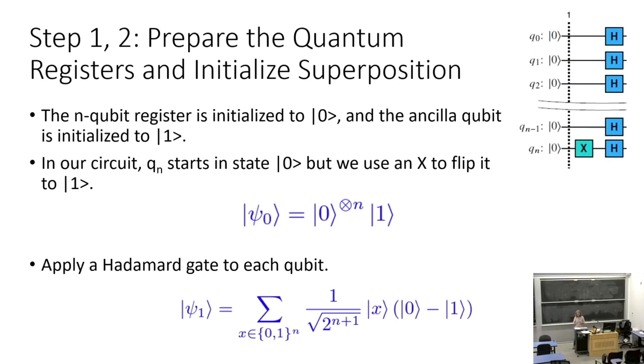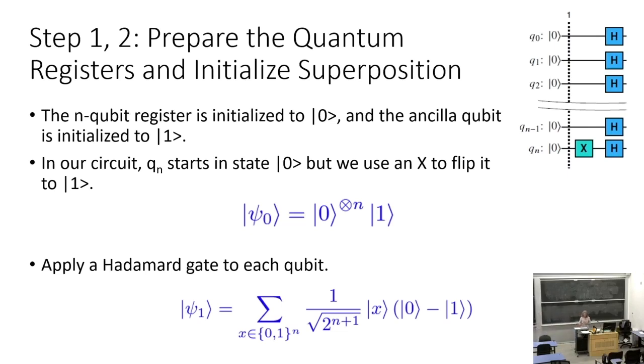We first prepare our 2 quantum registers, like I said. The first one is this n qubit register initialized to 0, and the second is our 1 qubit register initialized to 1. So in our circuit, our starting quantum state, psi 0, is just the tensor product of 0 times 0 times 0 times 0 times 0, however many times, n times, times 1. So that's our starting state.